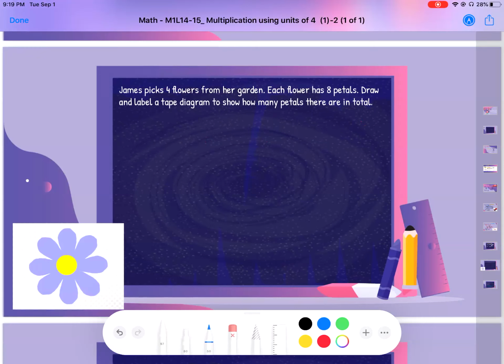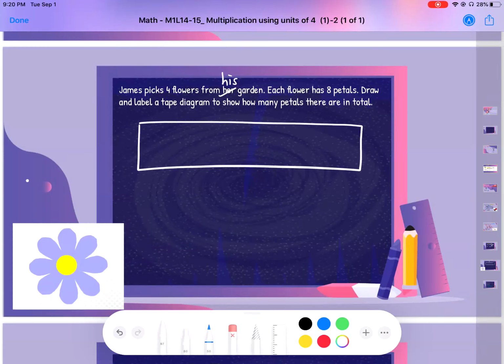So James picks 4 flowers from his garden. Each flower has 4 petals. Draw and label a tape diagram to show how many petals there are in total. So here's my tape diagram. How many boxes do I need? Let's look at the number of flowers. It says I need 4 flowers. So I'm going to draw 4 flowers.